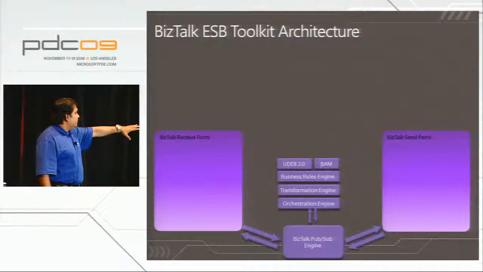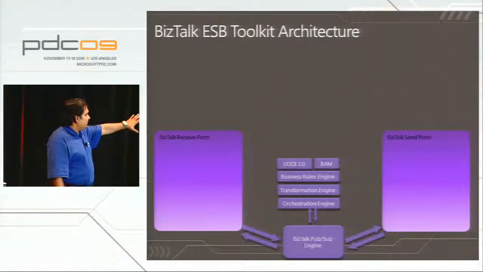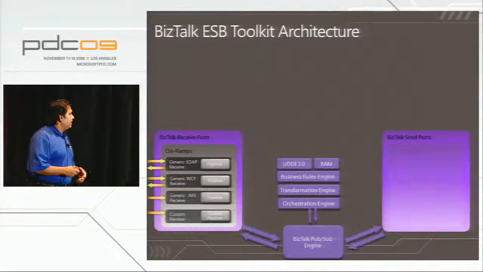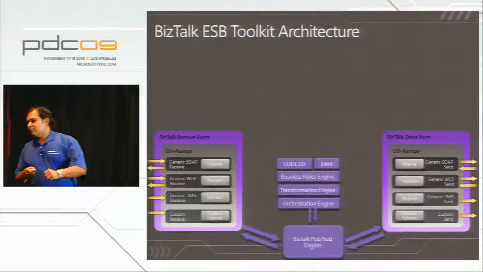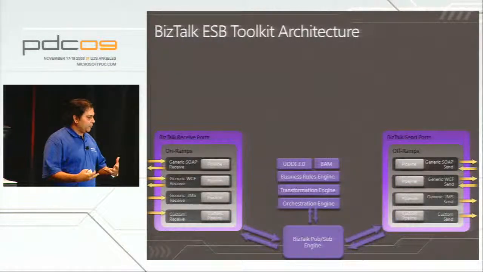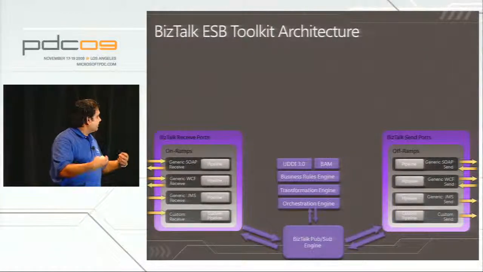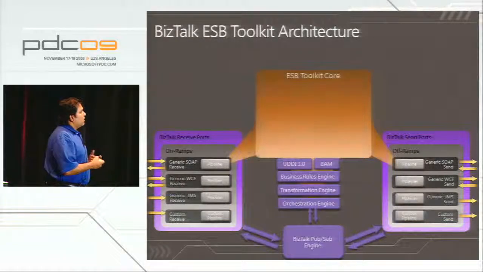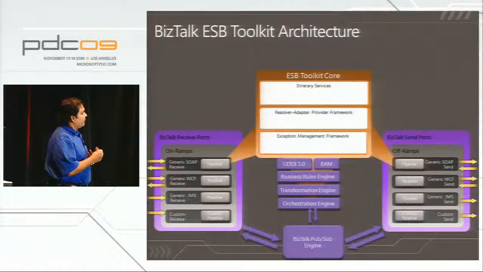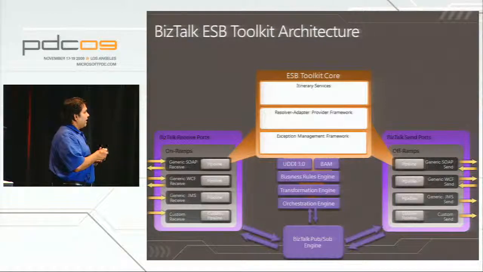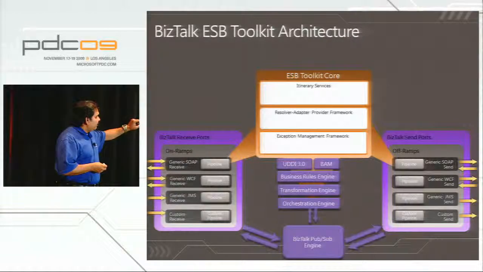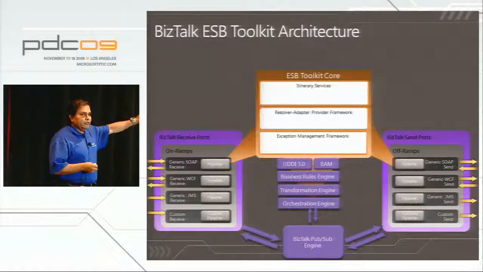You have send ports, you have receive ports, you have the pub-sub engine, your orchestration engine, transformation rules engine. On-ramps and off-ramps are basically a type of receive and send ports. And then basically the ESB core toolkit, which is made up of itinerary service, resolver, adapter provider, and exception management components.